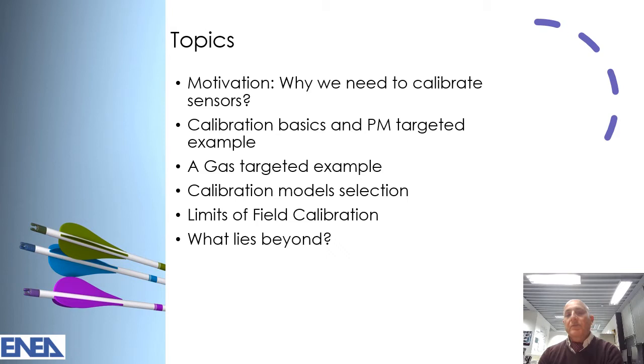So we will have a look at calibration basics. And we will also have a look at a particulate matter sensor star gather example. Then we will have also a gas sensor star gather example. And then we will proceed further to understand how to select the right calibration model. And then finally, we will have a look at the limits of field calibration and try to understand what lies beyond. And that will be the subject of future lectures.